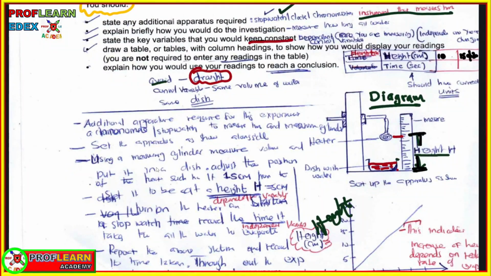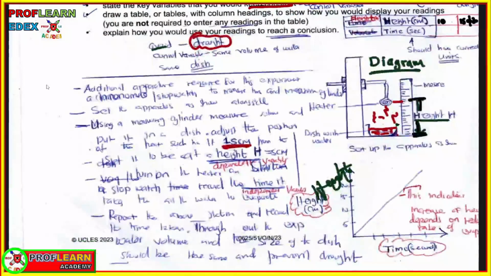So you see, now I've just said the apparatus are shown. Using a measuring cylinder, measure a volume of water and put it in a dish. Adjust the position of the heater such that, as an example, it's 15 centimeters from the base of the dish. Measure how long it takes for the water to evaporate to dryness. Then next, repeat the above and record the time taken throughout the experiment.